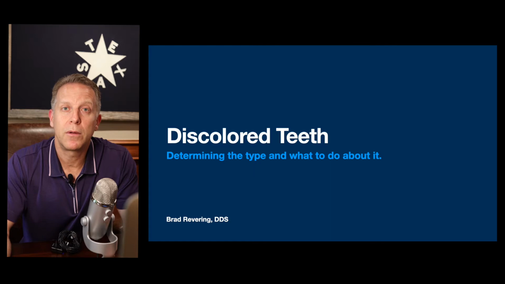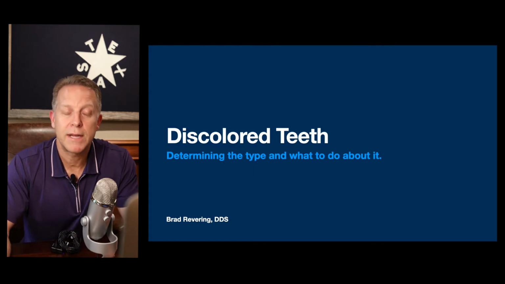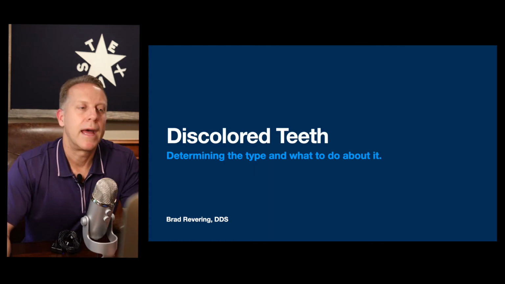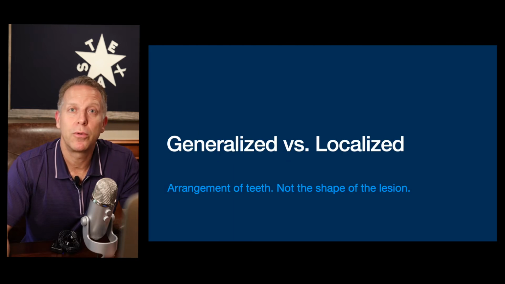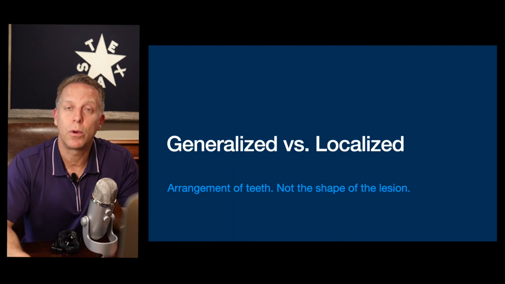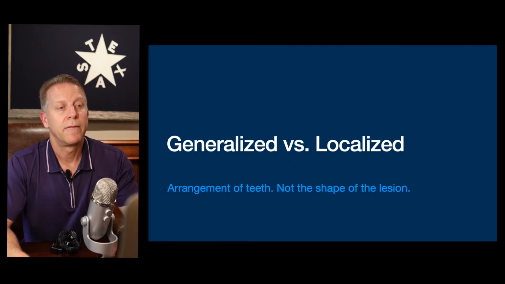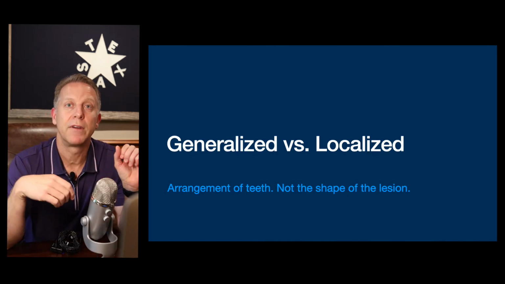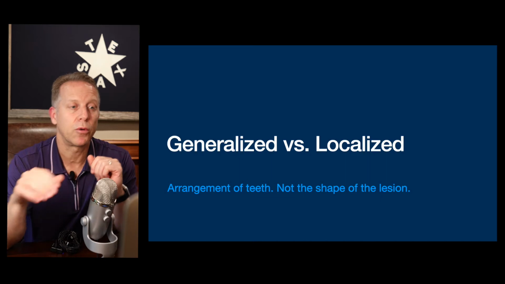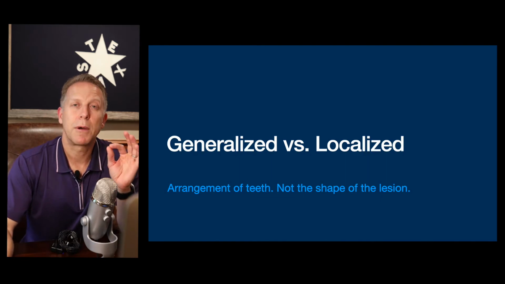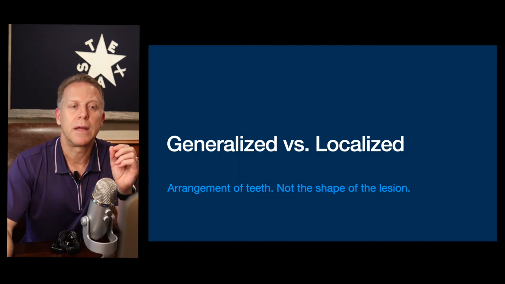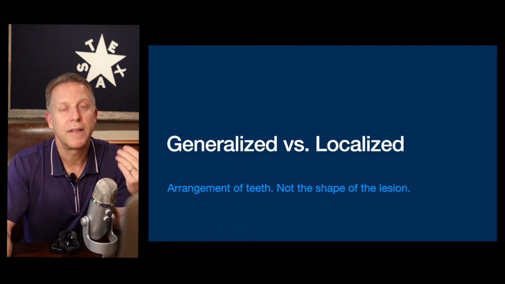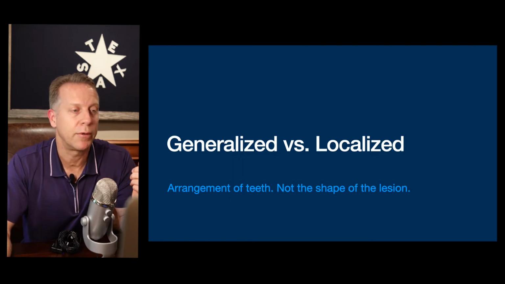I'm Dr. Brad Revering. I'm a dentist in Flower Mound, Texas. And we're going to go through how to determine what stains or discolorations there are with these teeth. First of all, we're going to just take them and kind of categorize them into two basic camps. We're going to have generalized and we're going to have localized, okay? And this is talking about the arrangement of the teeth, but we are not talking about the shape of the actual lesion or the discoloration itself.